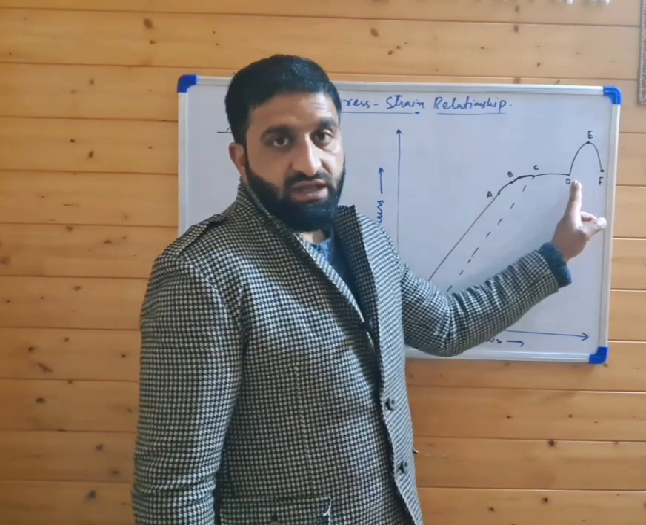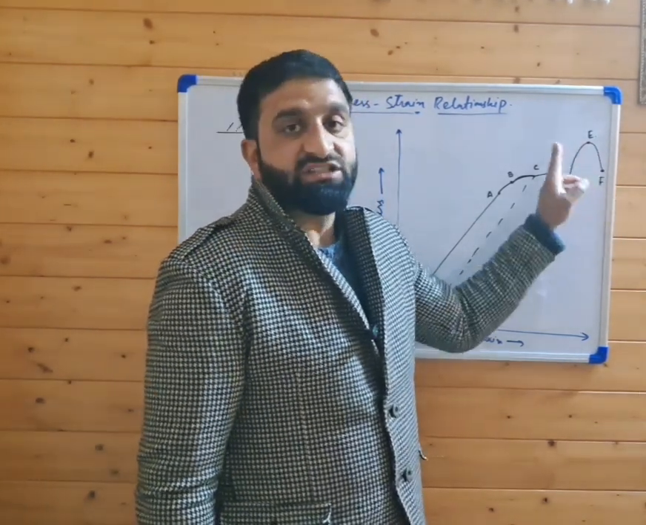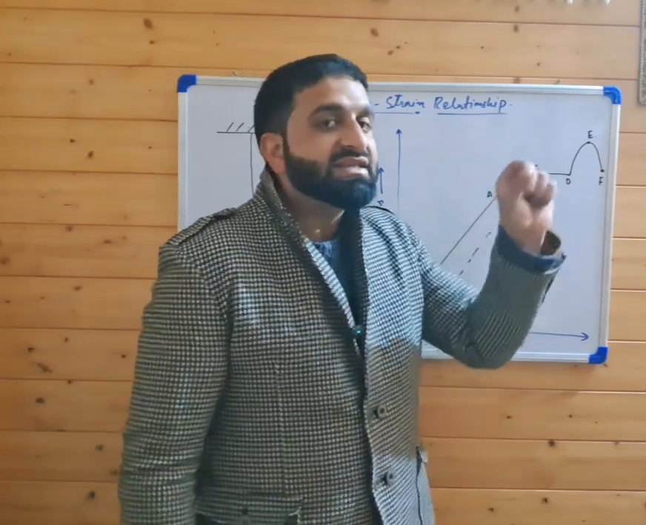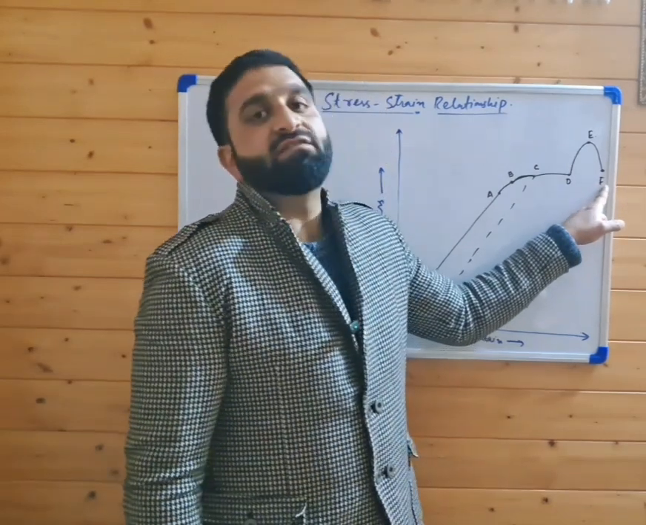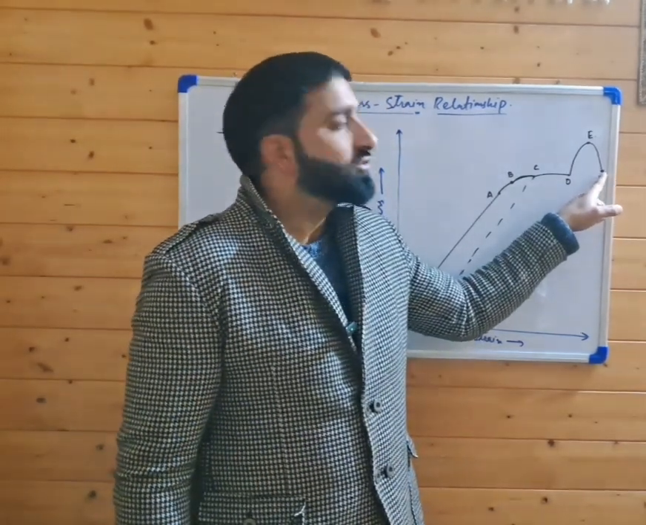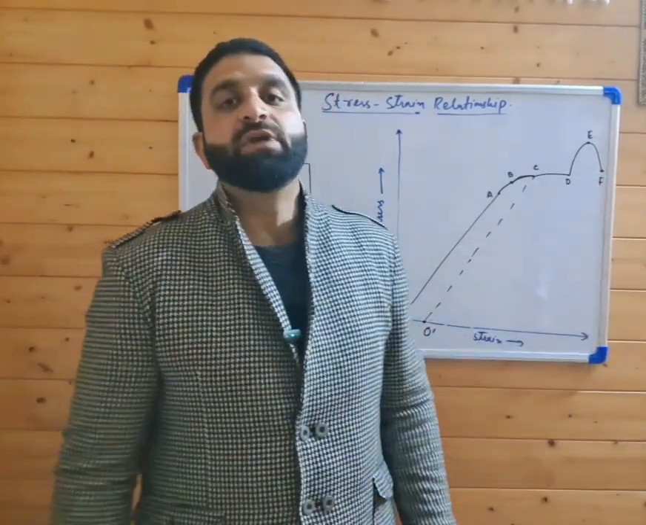At point D, even if the wire is unloaded, the thinning of the wire takes place and necks and constrictions are caused. Ultimately at point F, the wire breaks. The stress corresponding to the point F is called the breaking stress, and F is called the breaking point.